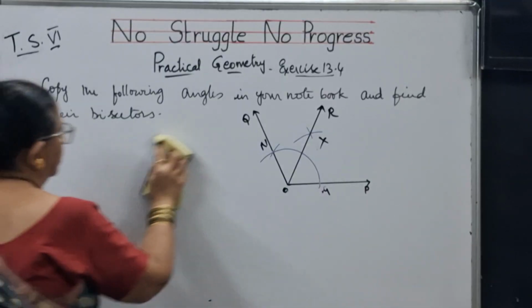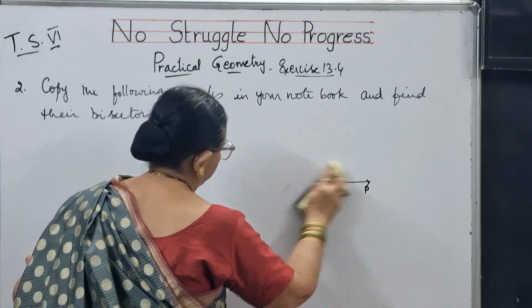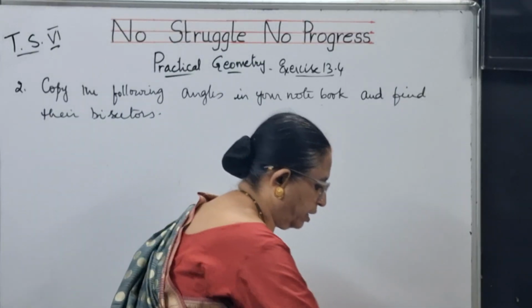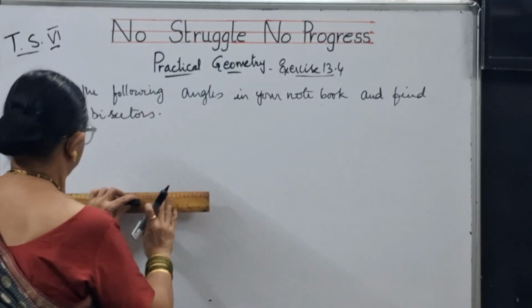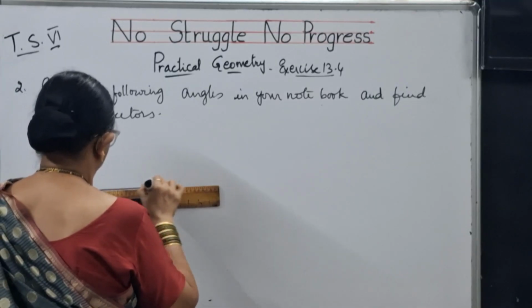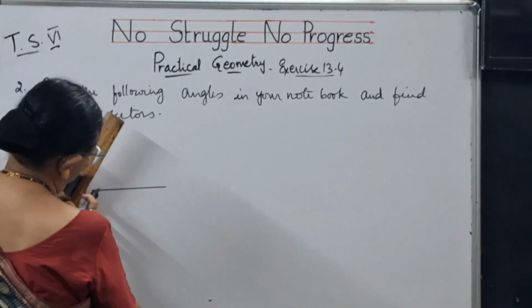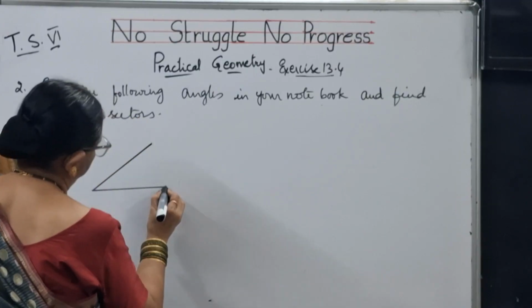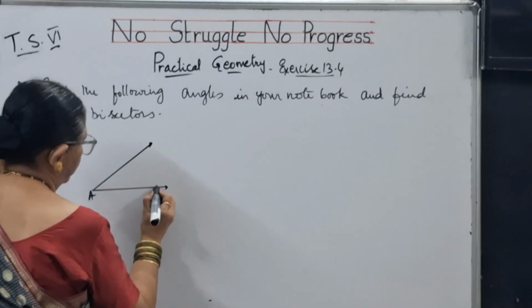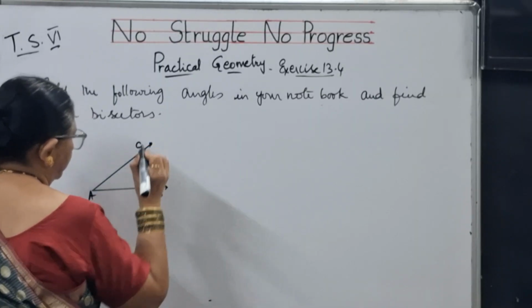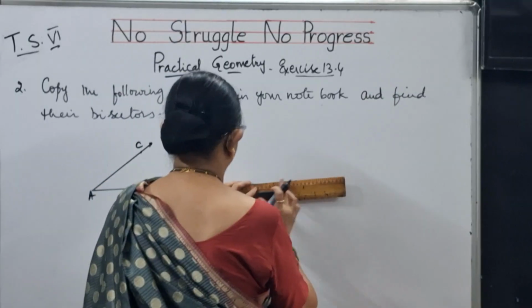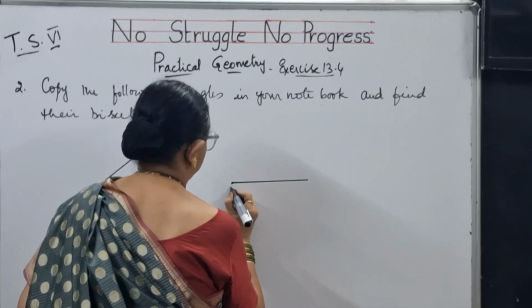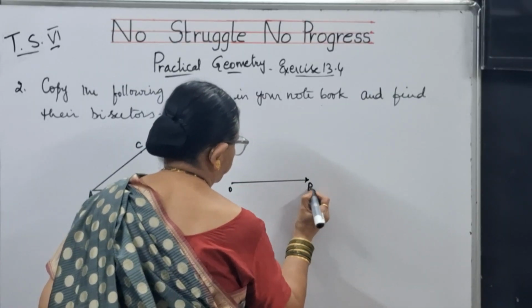And the next one is you have got an acute angle, a very small angle like this. It is a very small angle. Let me call this as A, B, C. So first you have to draw a copy of it. So draw. This is O. This is P.